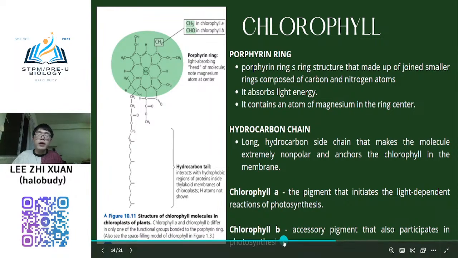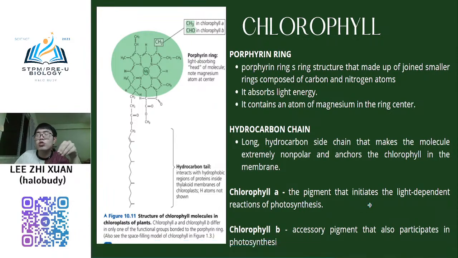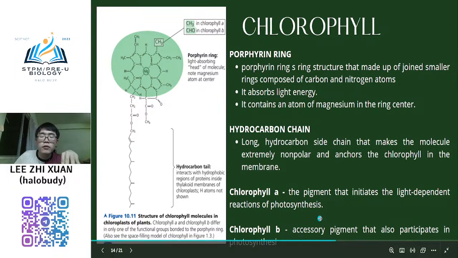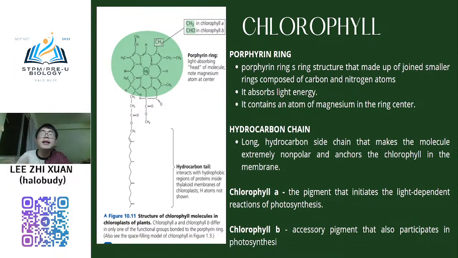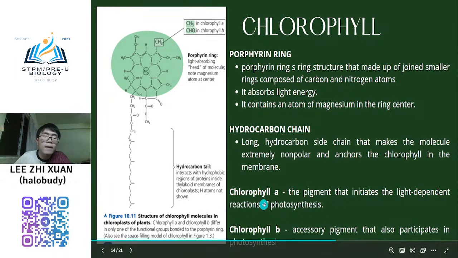Chlorophyll A is the pigment that initiates the light-dependent reaction. Chlorophyll B is the accessory pigment that also participates in photosynthesis. Chlorophyll A is more important because it initiates the light-dependent reaction. Chlorophyll B is another pigment that is also involved in photosynthesis, but it is not the initial pigment. The most important one is chlorophyll A.